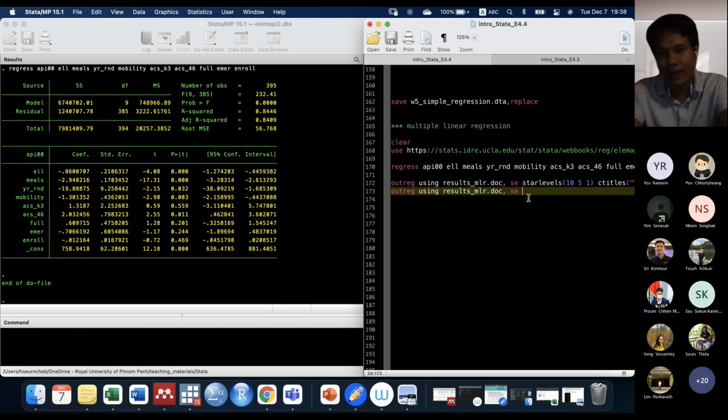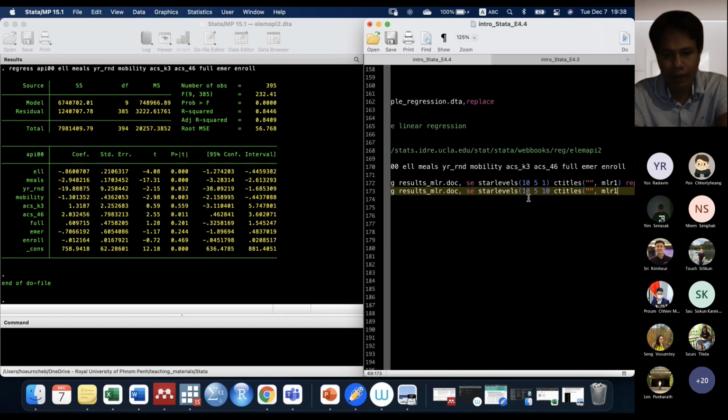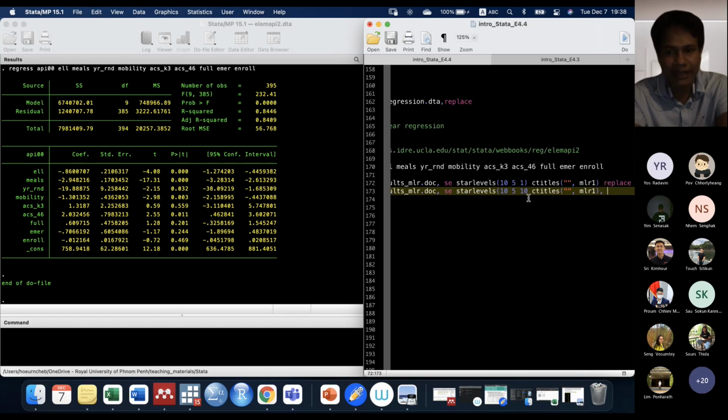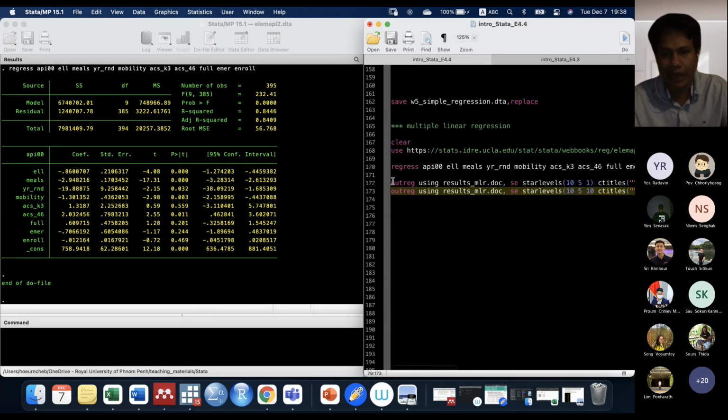All right. So here you have the star level, and always use these three significance levels: 10, 5, and 1. This is in percentage. Then ctitle, the title of your column. I put MLR1, and then replace if there is any existing file with this name. I replace it with the new file. Following me?